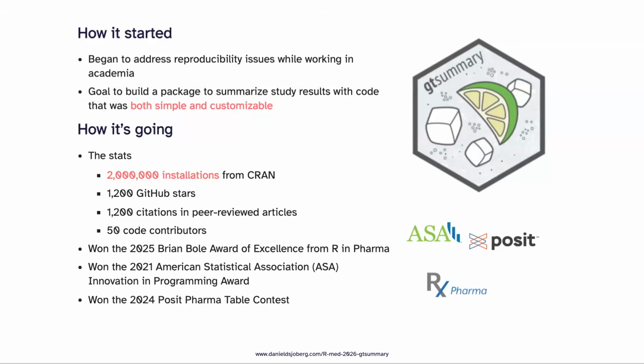But how is it going now? It's gotten over 200 installations. Excuse me, that's 2 million, not 200. 2 million installations from CRAN, 1,200 GitHub stars, over 1,200 citations in peer-reviewed articles, 50 individual code contributors. Last year, it won the Bryan Bowl Award for Excellence from the Pharma organization, or the Open Source in Pharma organization. I think they're in the middle of a rebrand. In 2021, it won the American Statistical Association's Innovation Award and also won an award from Posit as well.